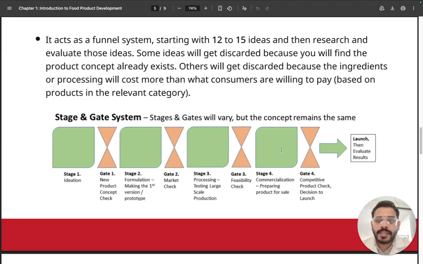So in this product development fellowship program also we will go through the same channel. Okay, so the rest we will discuss in the next chapter.